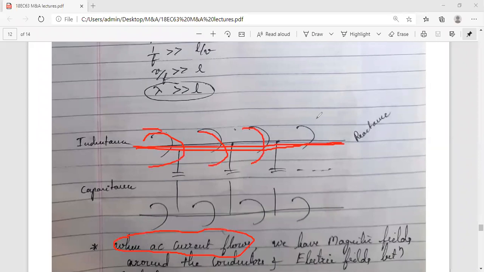Okay, these lines, the arcs which I have drawn, indicate the magnetic field created surrounding that conductor. We have already studied the analogy between electric field and magnetic field. Try to remember, surrounding a straight line wire, a magnetic field gets created. Ampere's law, try to remember. So magnetic field gets created.